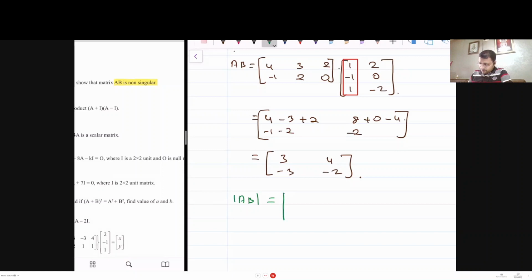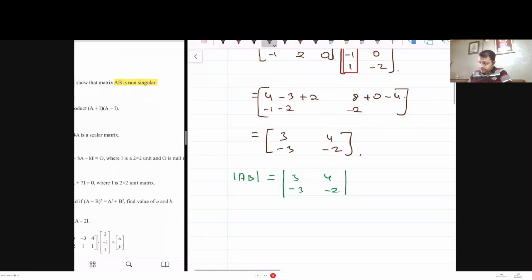determinant AB. Determinant of 3, 4, -3 and -2, which is, as I had told you in the previous class, for getting the determinant, we have to do the multiplication of these both elements and then the multiplication of these both elements, and then obviously subtract. So what do I get? 3 into -2, 4 into minus 3, and the subtraction in between. So minus 6 plus 12, that is equal to 6.